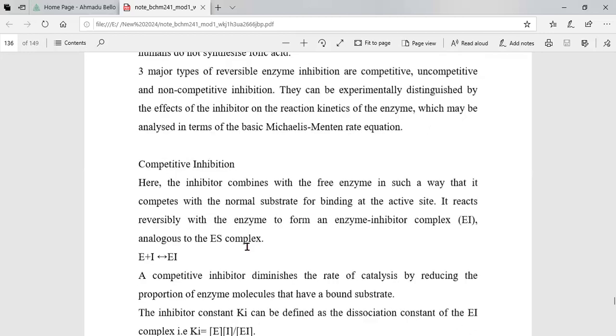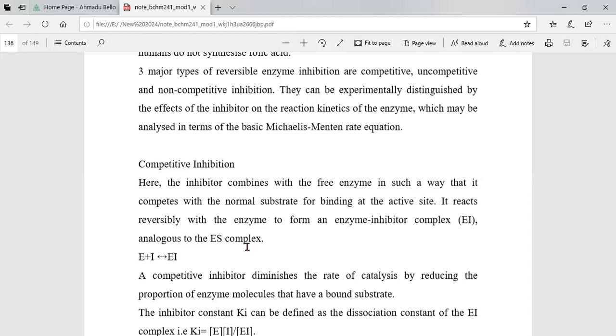In competitive inhibition, simply what it means is the inhibitor is competing for the active site of the enzyme. You know, the enzyme has a specific substrate that it catalyzes, right? So the competitive inhibitor will also come and compete for that binding site that the substrate is supposed to bind. Instead, it competes with the normal substrate for binding at the active site.